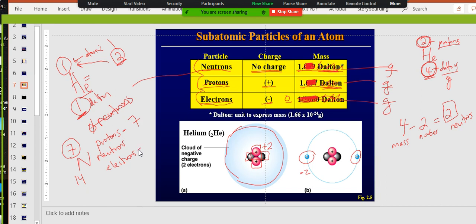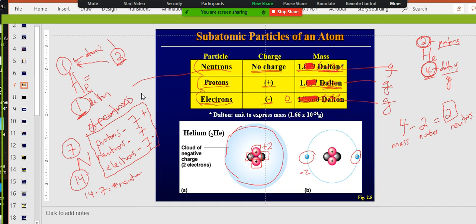Now, if it's electrically neutral, how many electrons would it have to have? 7. Yeah, because these are all plus, these would all be minus. And then how many neutrons does it have? 7, because 14 minus 7 gives us the number of neutrons. So you've just figured out all the subatomic particles for nitrogen.